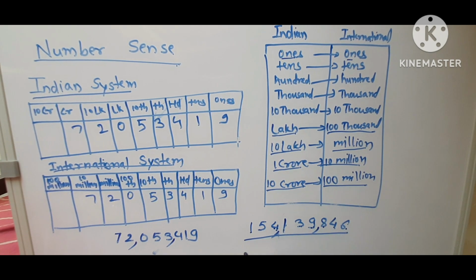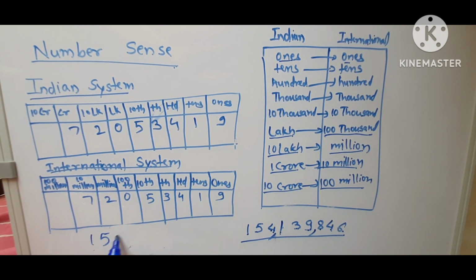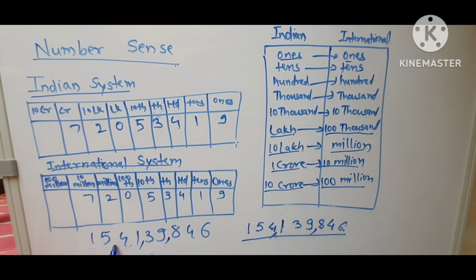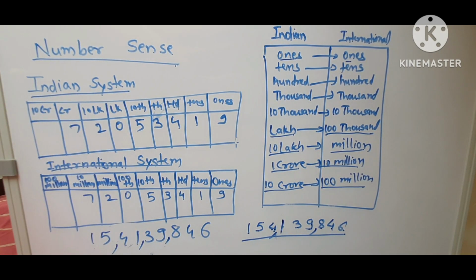154,139,846. On the other hand, if I take the same number and write it in the Indian style of writing, I will write it like 15,41,39,846. In the Indian style, we have a comma after 100, 10,000, lakhs and crore. So it will be 15 crore 41 lakhs 39,846. I hope this concept is clear to all of you. This also covers the number system, the writing into number names.